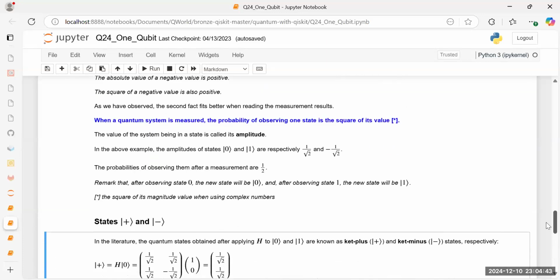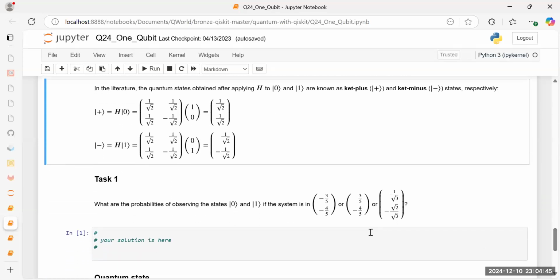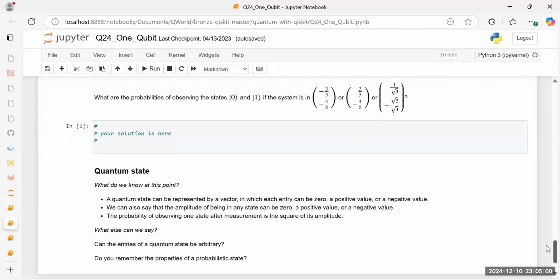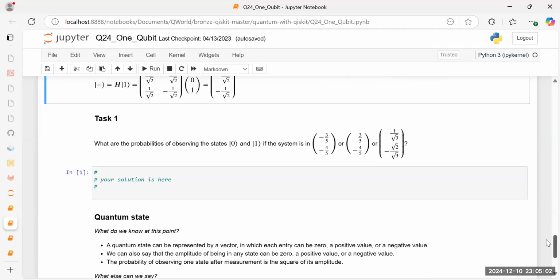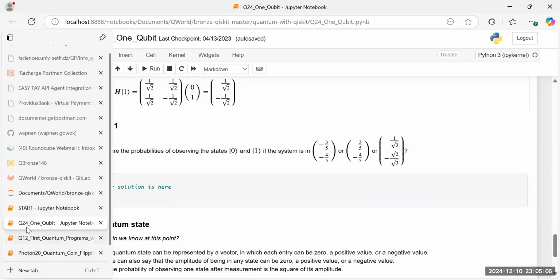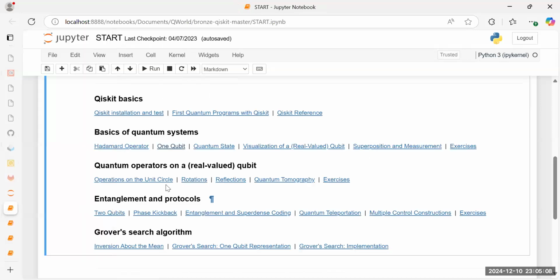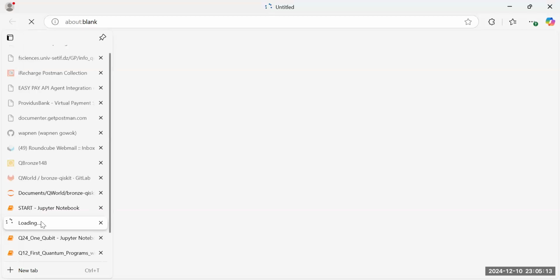So for our quantum states, we can have negative entries, and they don't sum up to 1. It's only when we square the entries and sum them up that we get 1. Okay, so let's move on to the next notebook.